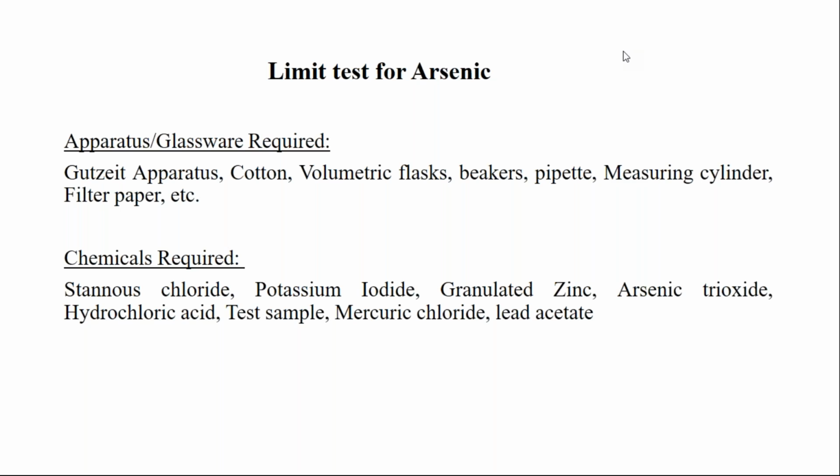This is your main apparatus when it comes to your limit test for arsenic. There's a diagram as well. When you get this question, usually you will get a question on the Gutzit apparatus itself, and then the procedure. This is what you will usually get under this limit test for arsenic. Let me skip the chemicals required as time is less, and there's a video which I would want you people to see because that explains even better than me explaining it.